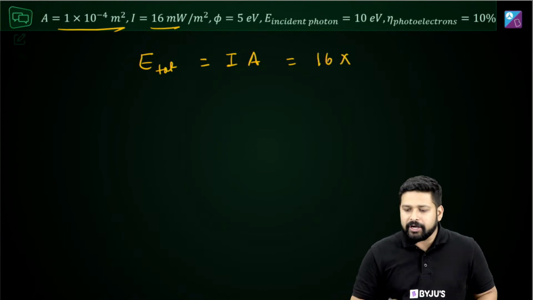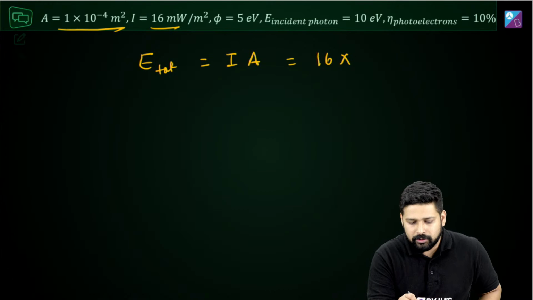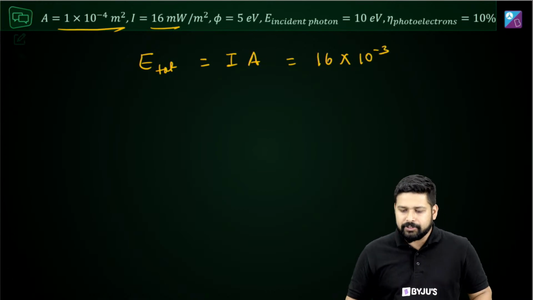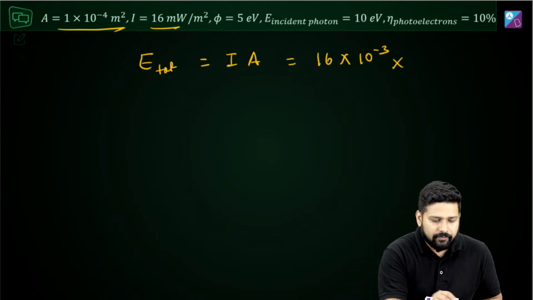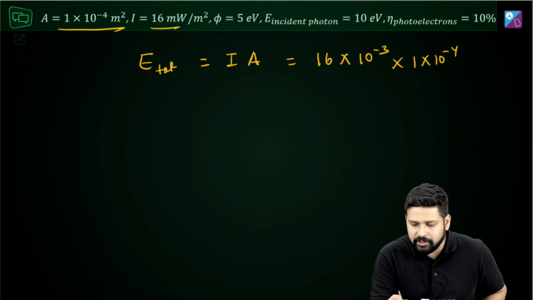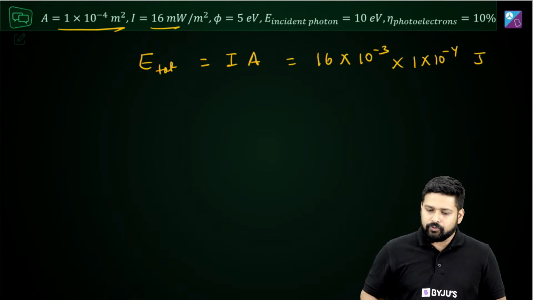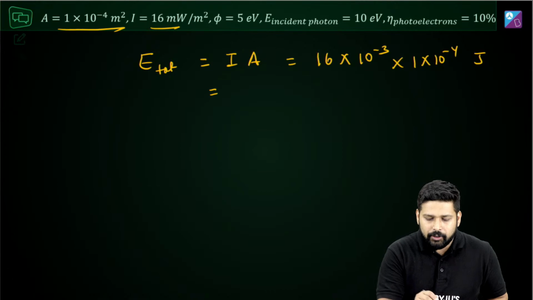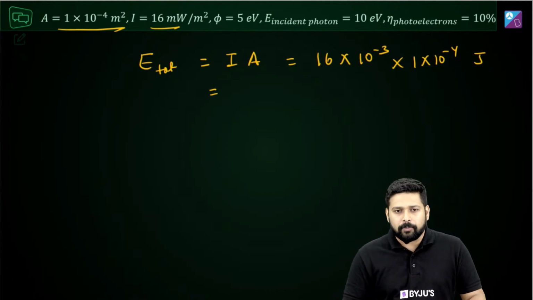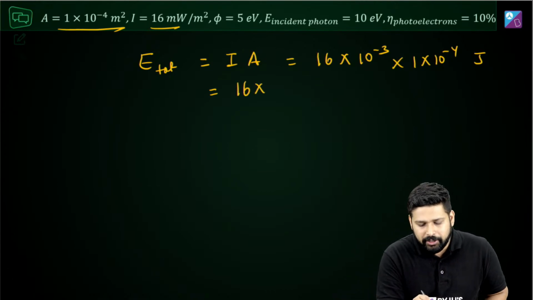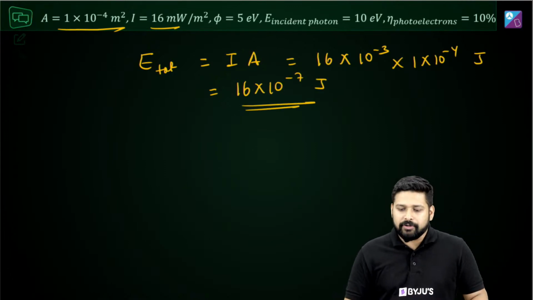16 into 10 to the power of -3 है ना? Milliwatt. 10 to the power of -3. Correct? Times what do we have? 1 into 10 to the power of -4, and this will be in terms of joule. कितना आ गया? Total energy will be how much? 16 into 10 to the power of -7 है ना? 16 into 10 to the power of -7 in terms of joule. ये आ गया total energy.